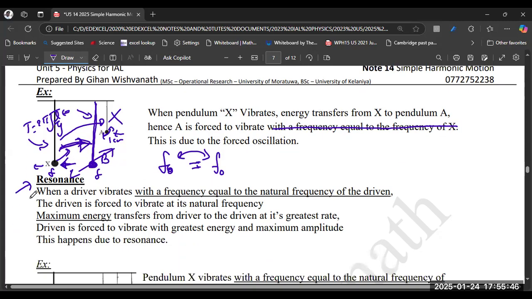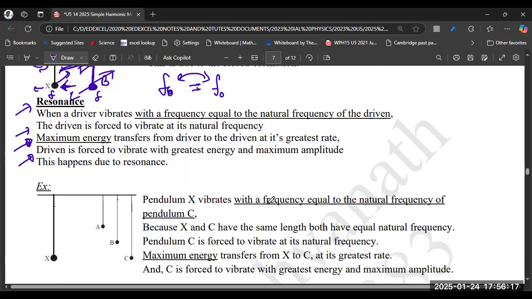So when a driver vibrates with a frequency equal to the natural frequency of the driven, the driven is forced to vibrate at its natural frequency. In that case, what will happen? The maximum energy would transfer from the driver to the driven at its greatest rate. Then the driven will be forced to vibrate with greatest energy and maximum amplitude.